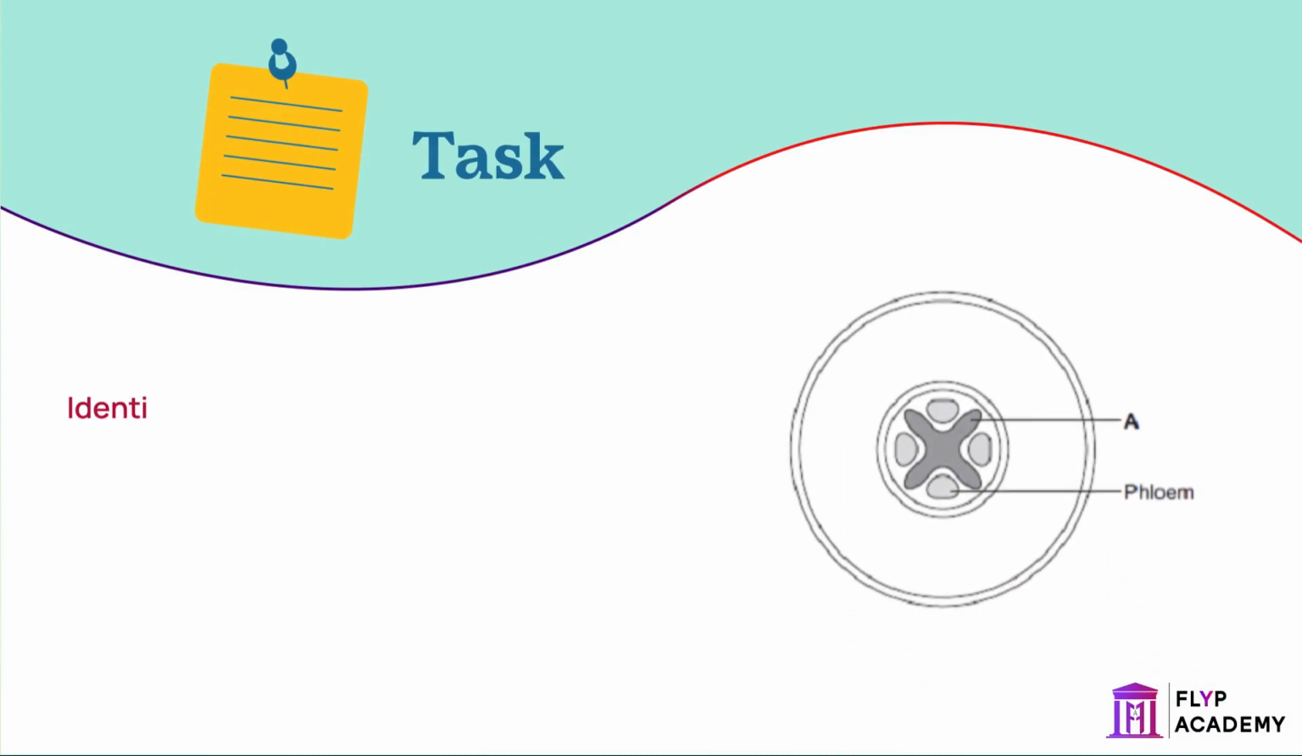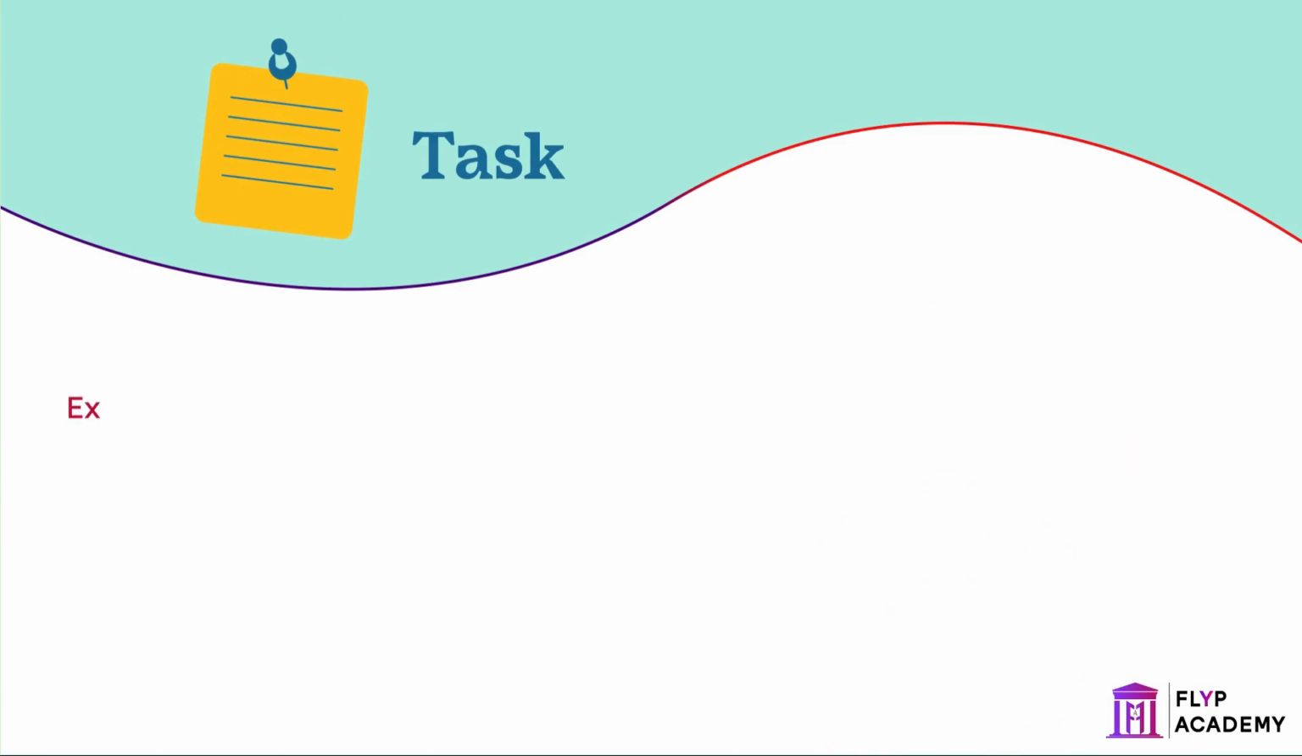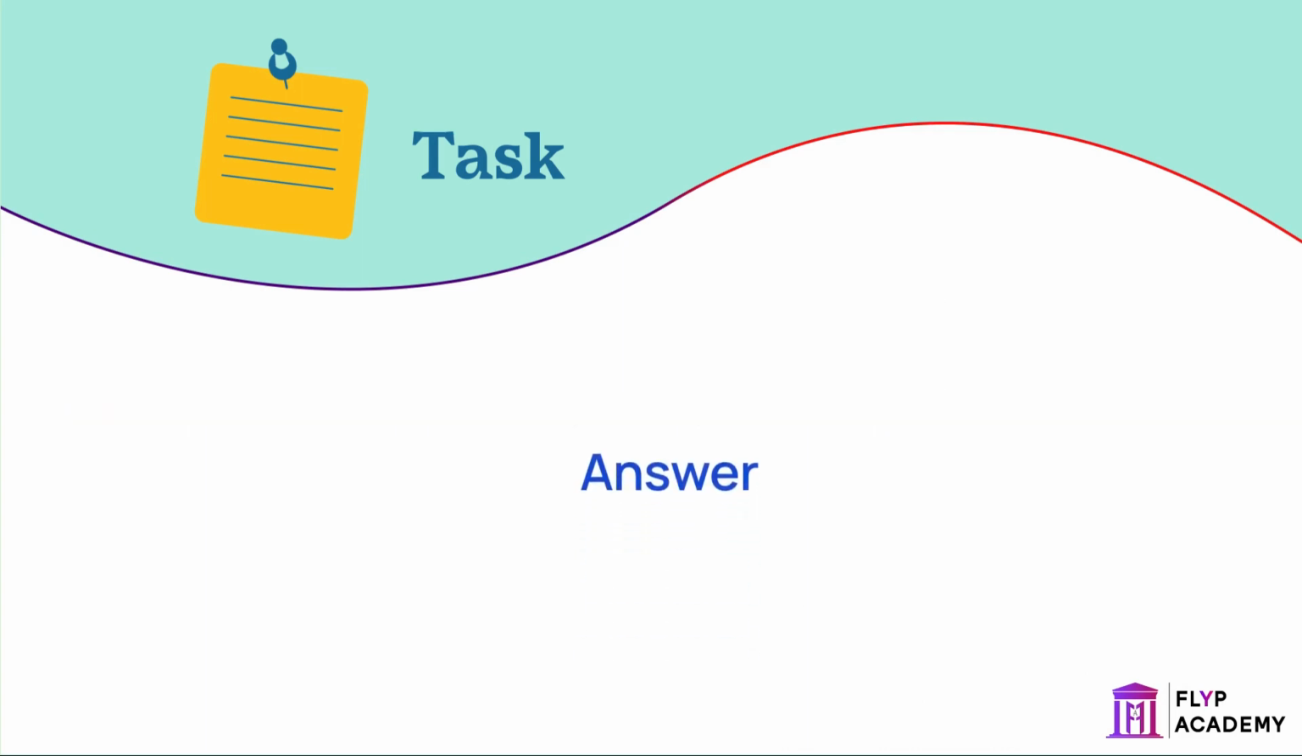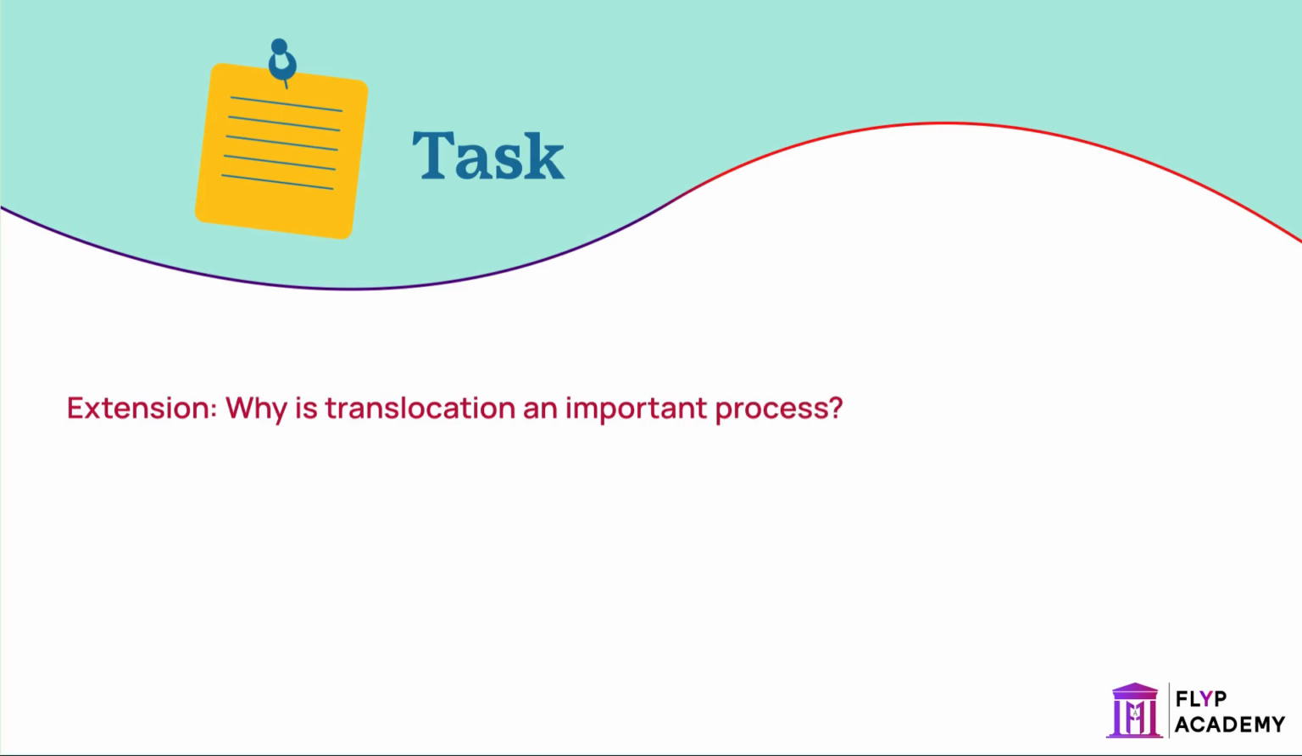Task. Identify tissue A. Tissue A is the xylem. Extension. What substance is transported by translocation? Sugars made by the plant are transported by translocation. Extension. Why is translocation an important process?